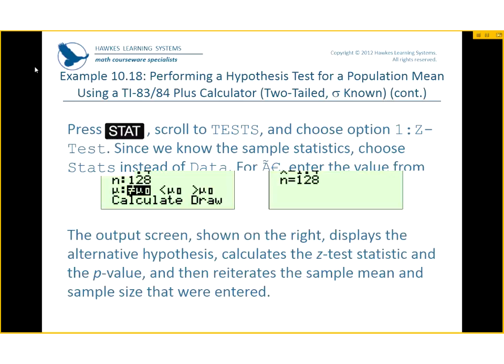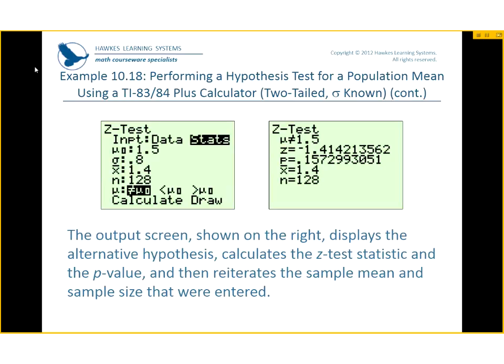We'll keep going, and then the next one is going to be 0.8, which is your standard deviation. Then your sample mean was 1.4. Your n was 128. Okay. You'll see there, that's talking about what the alternative hypothesis is. So was your alternative that it didn't equal the value, that it was less than, or it was greater than? Well, for this one, we know that it was not equal to.